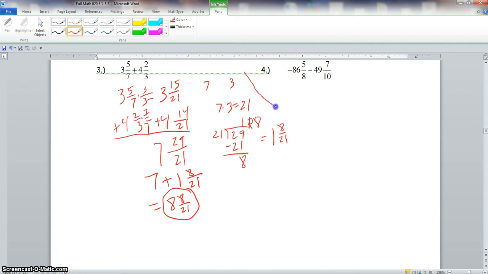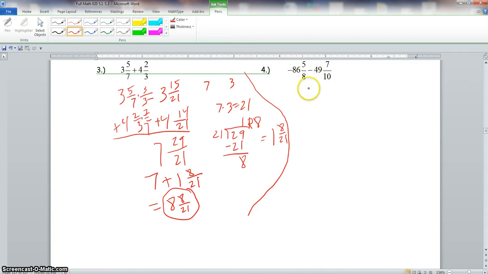Now we go here to number 4. Let me draw this line to show that this goes only with number 3. Okay, number 4, we have a negative 86 and 5/8 minus 49 and 7/10. Since both of them have the same sign, we know we're going to add them together and carry the sign. So our final answer is going to be a negative.